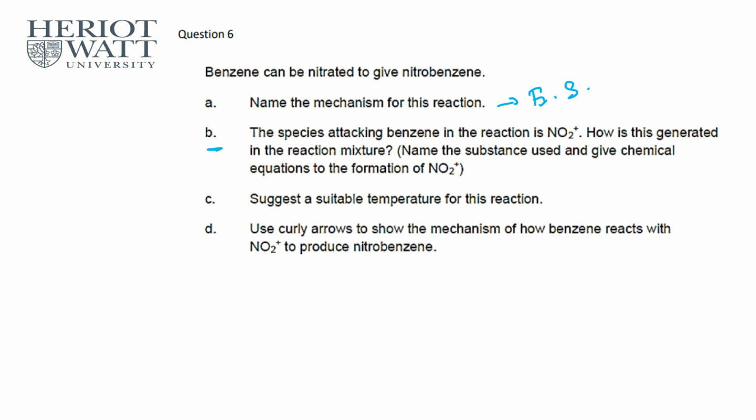Let's look at part B. Now, the species attacking benzene in the nitration is NO2 positive, obviously, because we are putting NO2 into it. How is this generated in a reaction mixture? Name the substance used and give a chemical equation for the formation of NO2 positive. So what they want is how you generate the NO2 positive. It is actually with a reagent. What reagent is that? Concentrated sulfuric acid plus concentrated nitric acid, right?